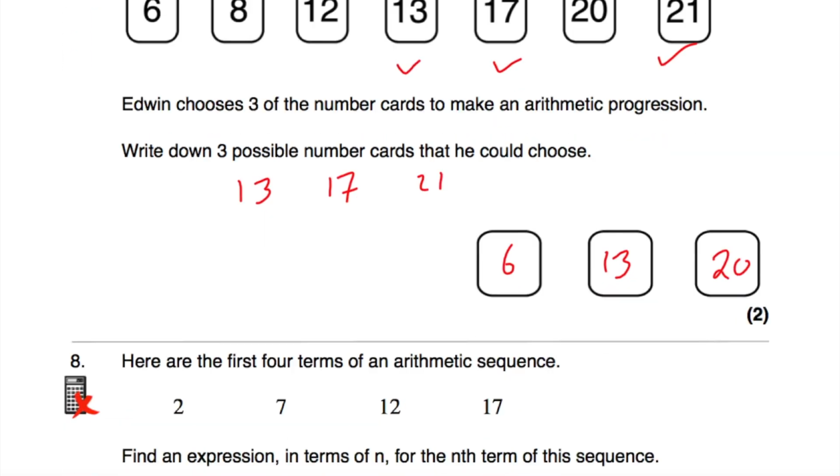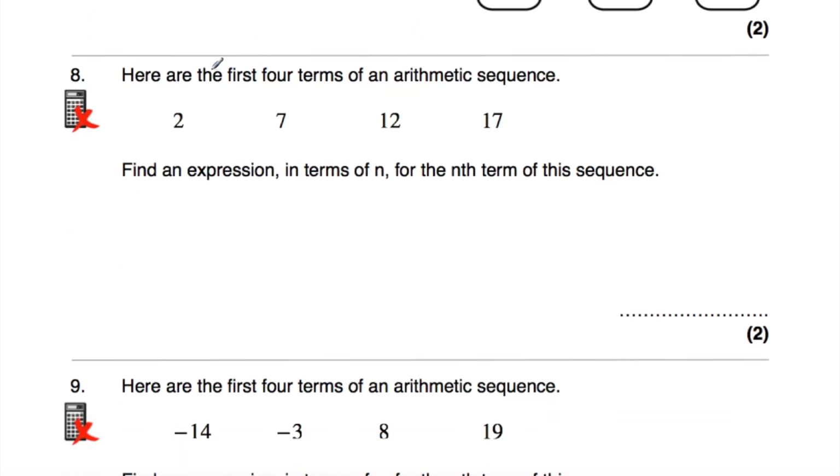Okay, let's look at our next question, question number 8. So question number 8 says, here are the first 4 terms of an arithmetic sequence, 2, 7, 12, 17. And we've been asked to find an expression in terms of n for the nth term of the sequence. So we need to find the nth term of the sequence. And if you need to go back to Corbettmaths and revise the video on nth term, feel free to do that.